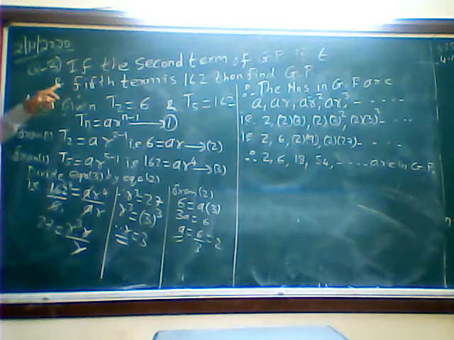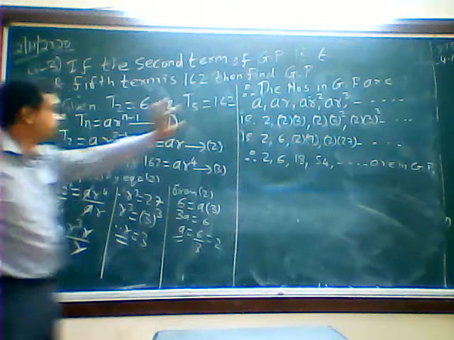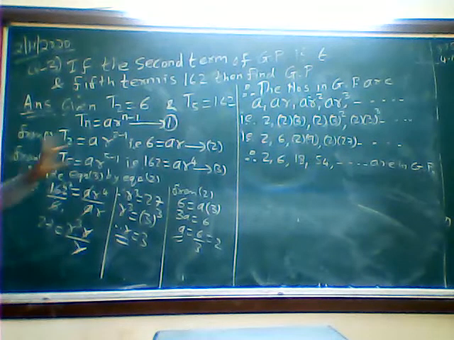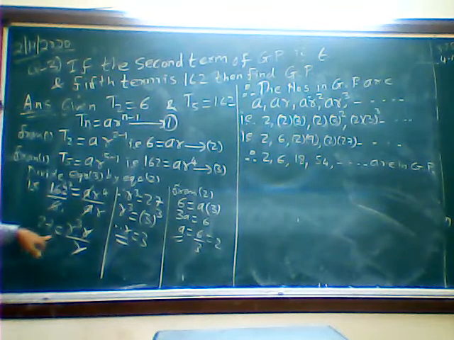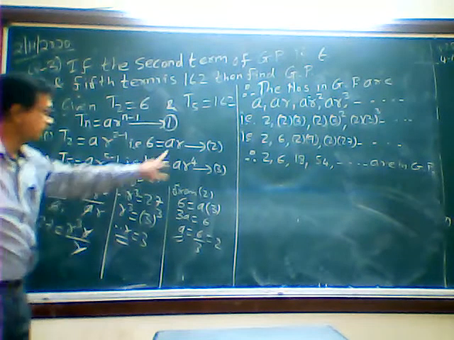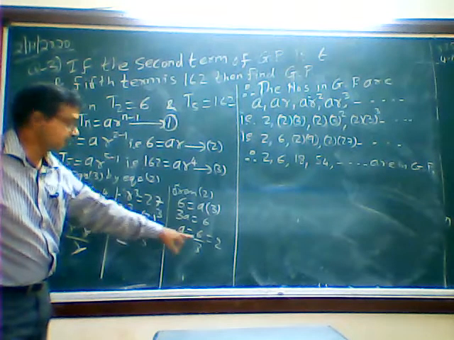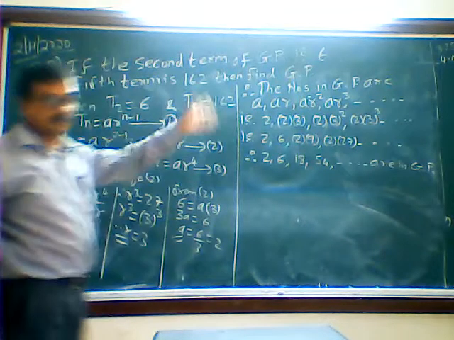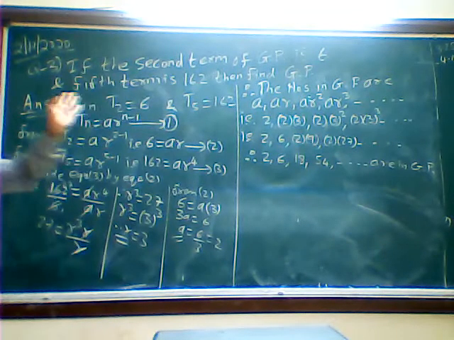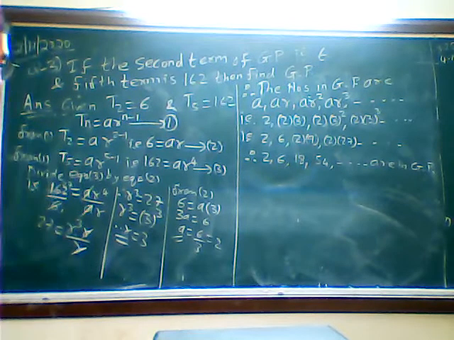The question gave the second term T2 as 6 and the fifth term T5 as 162. We know Tn. With the help of Tn, we found equations 2 and 3. Dividing 3 by 2, we get the r value. That r value we put in either 2 or 3. I put it in 2 and got A as 2. Then the numbers in GP are A, AR, AR square, AR cube, and it goes on. Got it? So there I put the values and wrote the answer.